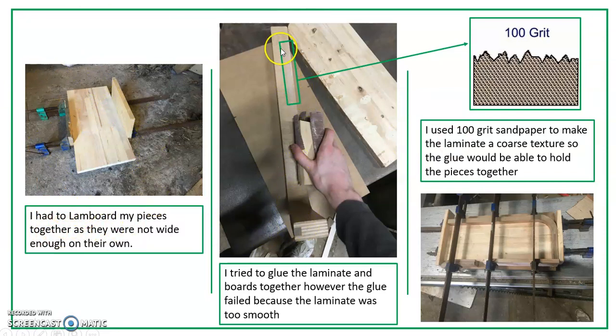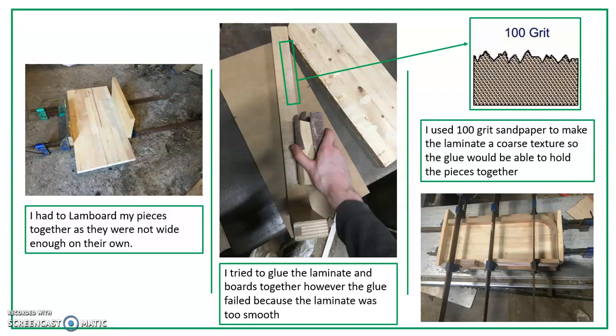So I glued my laminate and my material together, but it failed because this material, the birch ply laminate that I had, was too smooth, so the glue couldn't attach to anything. So what I did was I got 100 grit sandpaper and sanded down this side, where it was going to be glued, to make it rougher. And then I glued it again, and this time it didn't fail. That was something I learned from after the first time I made the mistake of just gluing it.